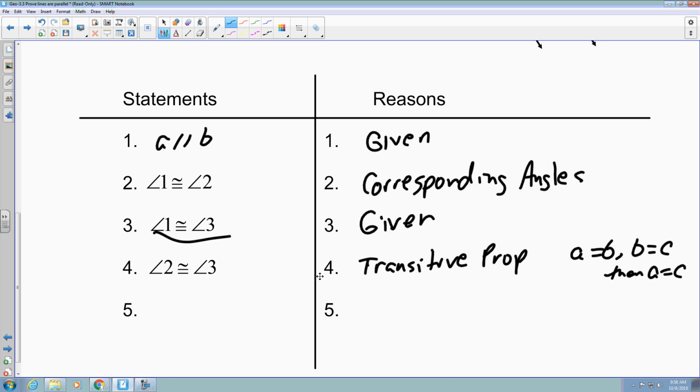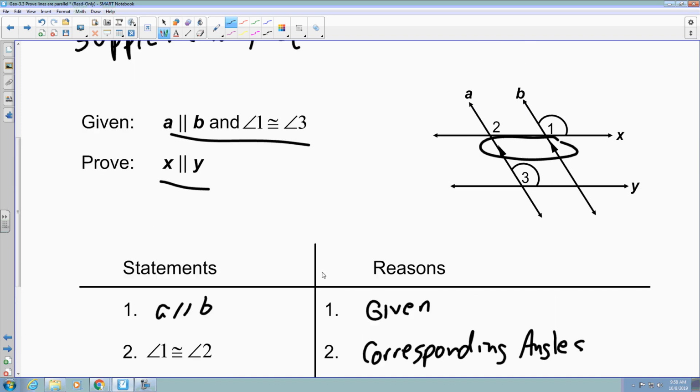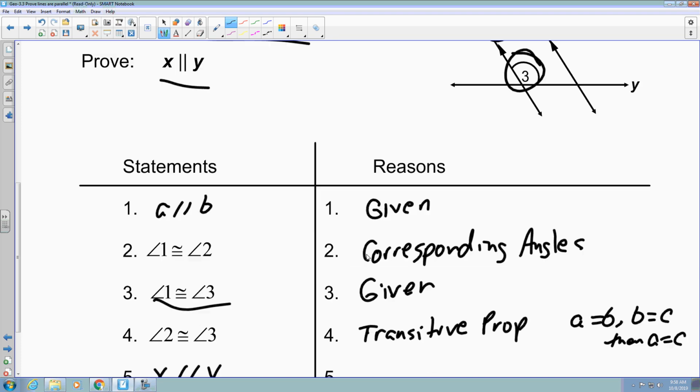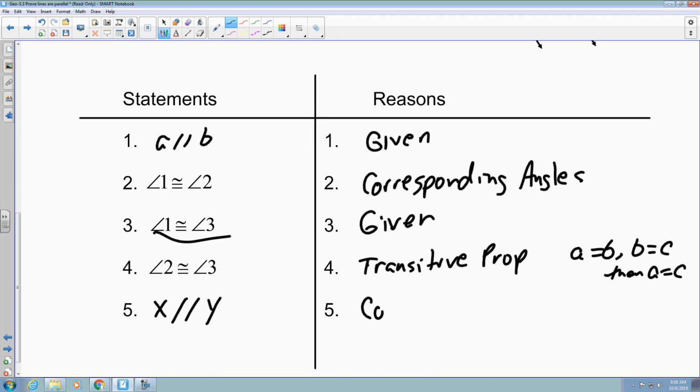And then the last one is going to be the proof, X is parallel to Y. And the reason why we can say that is now that we know that 2 and 3 are congruent, 2 and 3 are corresponding angles. So we can say that because of corresponding angles, we know that x is now parallel to y, from the converse.